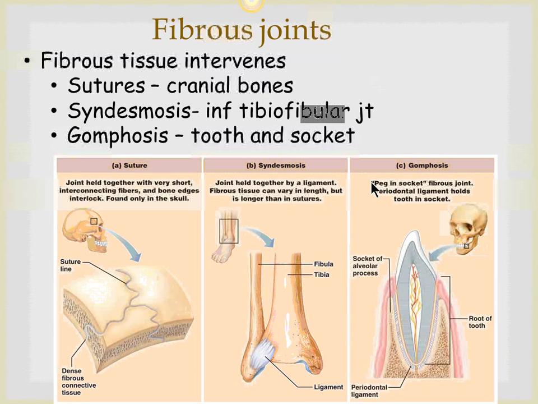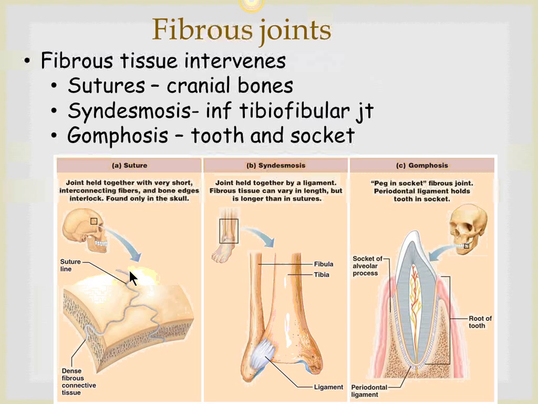So let's first look at fibrous joints. Fibrous tissue intervenes between the two or more bones which are articulating. And here we have three examples of fibrous joints, given very nicely in this picture. The first one is a suture. You've all done these sutures in the skull: sagittal suture, the coronal suture, lambdoid, squamous.